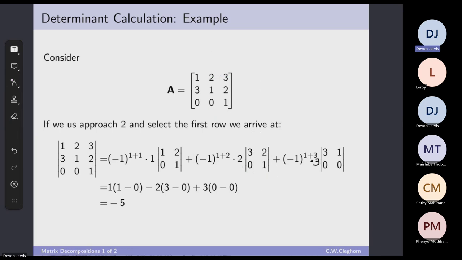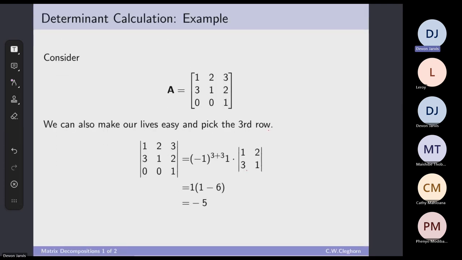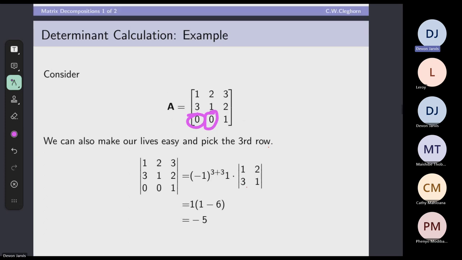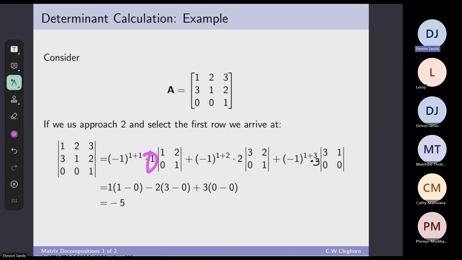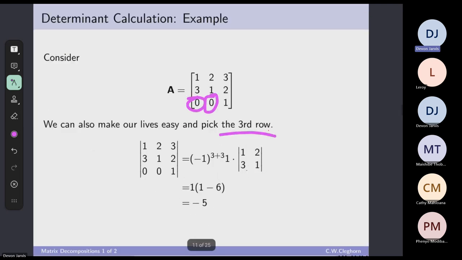But the issue is that this is a massive waste of time because we also had this row down here that we could expand along. You can see that it has a whole bunch of zeros. And so if you just expand along that row, the first two terms are going to fall away, because you're going to have zero there, zero there. That's nothing, that's nothing. And then you're just left with what would be your third term.